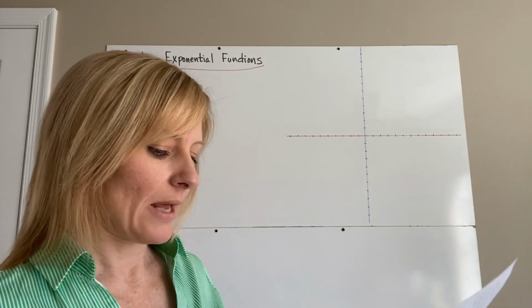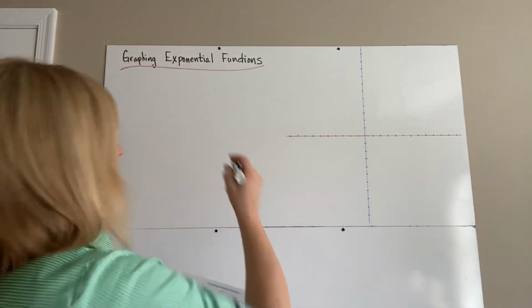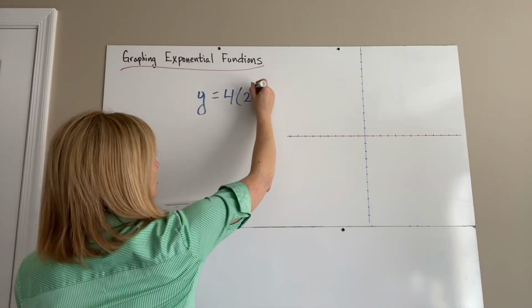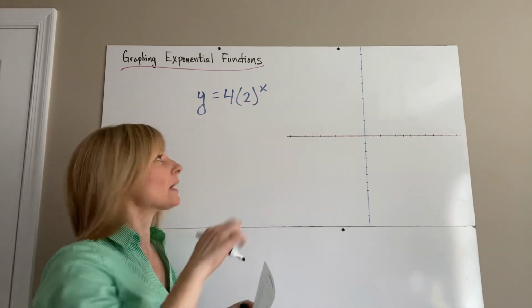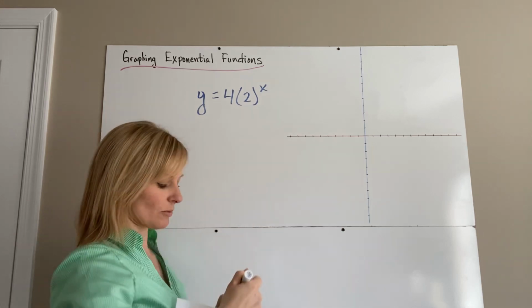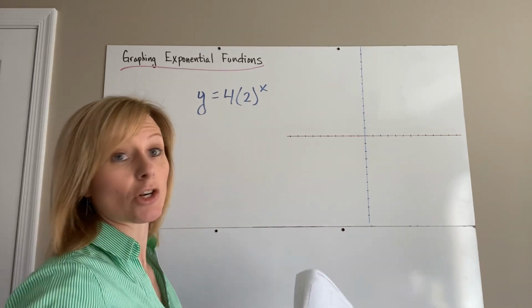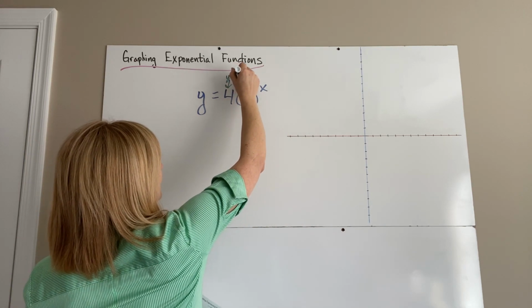I'm gonna go ahead and show you this first one, which is y equals 4 times 2 to the x. Now, if you remember from the video I did last week, this 4, do you guys remember what that is? That's the starting point, right? That's the starting amount. So this is the y-intercept.